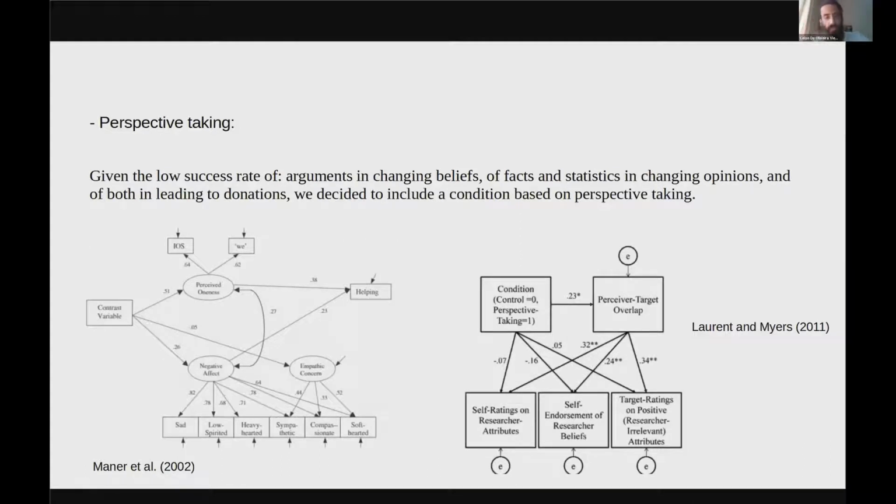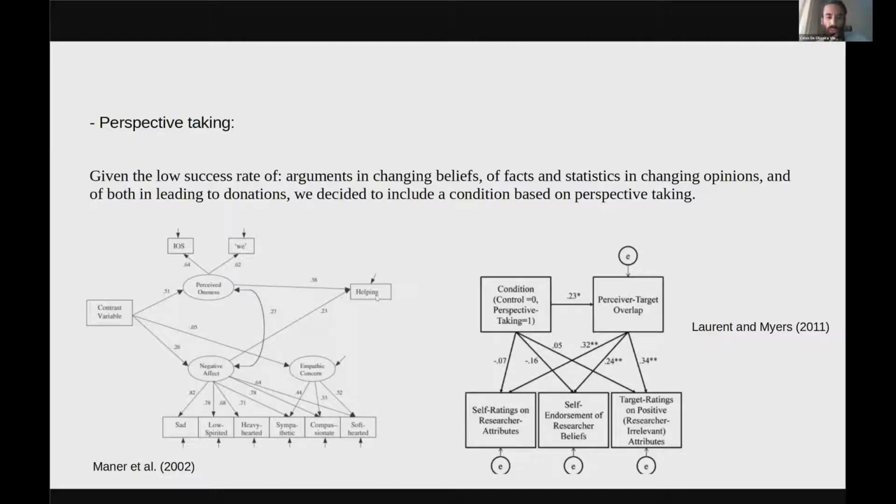To define the text of our condition on virtual reasoning, we relied on some studies on perspective taking, and there is some literature confirming that perspective taking has some good effects. We have divided this into a more emotional perspective taking, in which the participants are asked to take the perspective of the target, in this case the people that are going to receive the help. You can see here that it increases perceived oneness, and it increases helping as well.